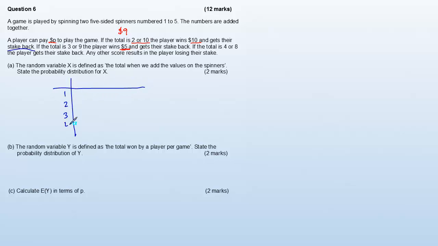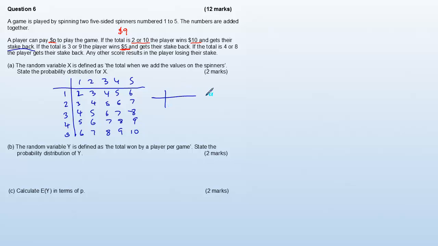1, 2, 3, 4, 5. 1, 2, 3, 4, 5. We know we're going to add them. So 2, 3, 4, 5, 6. And then we've got 3, 4, 5, 6, 7. And 4, 5, 6, 7, 8. 5, 6, 7, 8, 9. And 6, 7, 8, 9, 10.